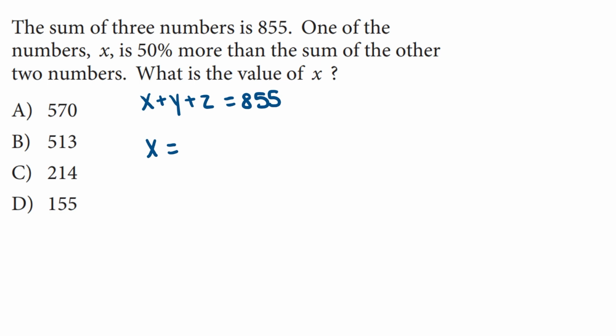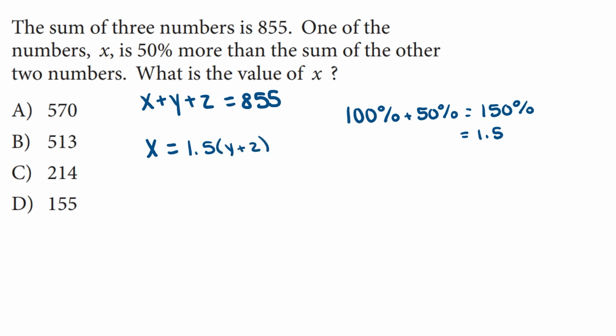So 50% more means it is the sum of the two numbers plus 50%. So 100% plus 50% is going to be 150% or 1.5. So x is equal to 1.5 times y plus z because it's equal to 50% more of the sum of our other two numbers. If we know that x is equal to 1.5 times y plus z, we can also write 1.5 as an improper fraction, 3 over 2.